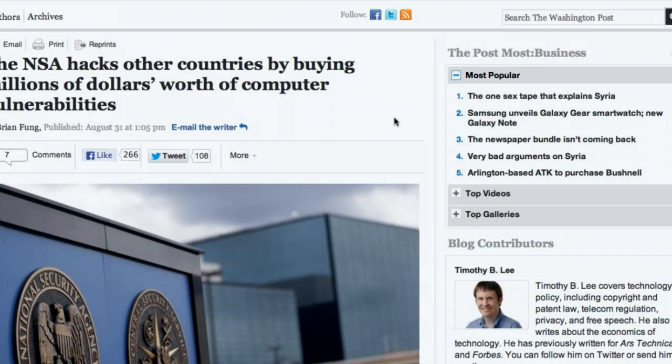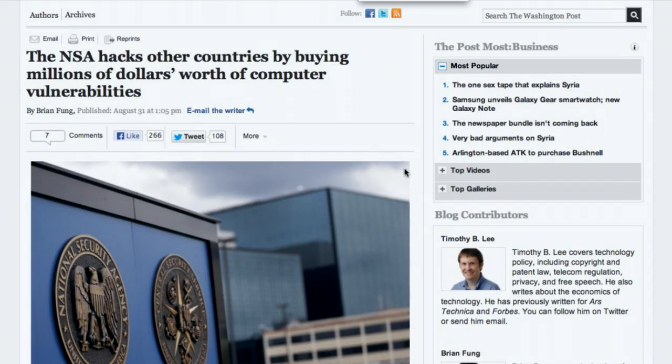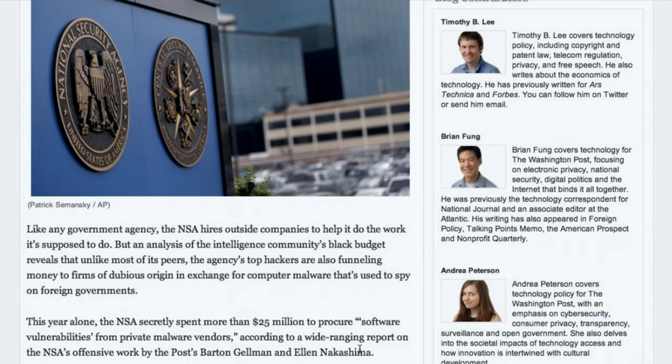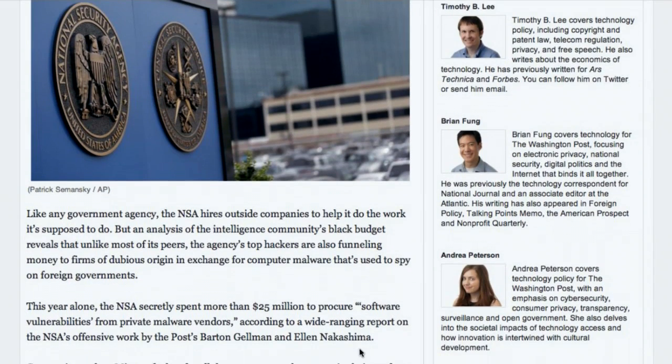But the actual story for the roundup is the NSA hacks other countries by buying millions of dollars worth of vulnerabilities on the black market. This is something we've talked about a lot. When the U.S. government is buying these vulnerabilities on the market, and they're buying a lot of them, Alan, thousands of them, that's going to drive the prices up. Yep. And that's going to make these people make more money.